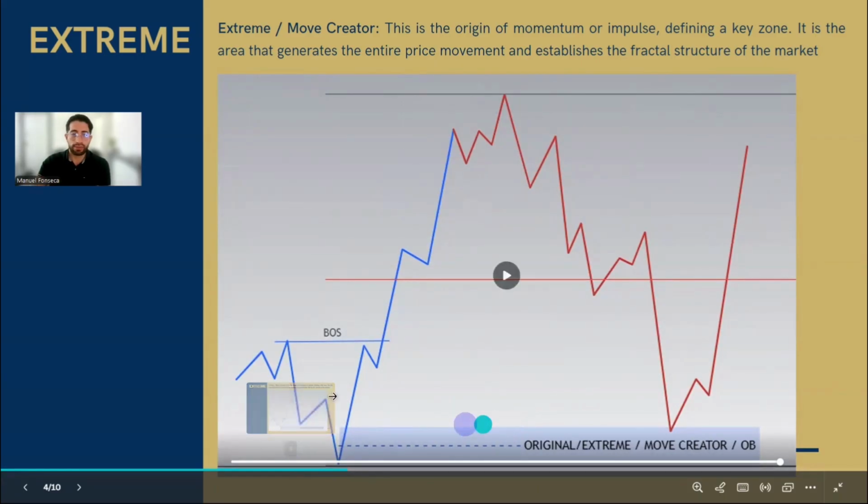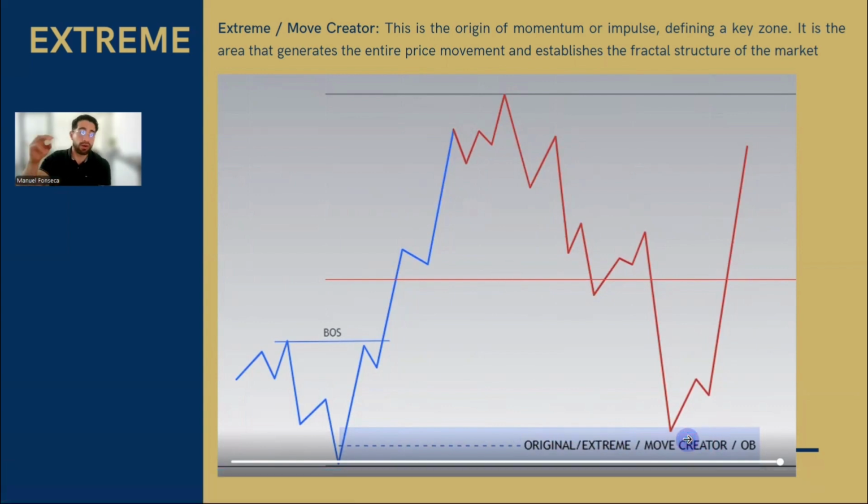But after this, we have the second confluence, which is an order block. And it's not an ordinary order block. It's the extreme, the original, the move creator. And also, we have a third confirmation, which is that it's in a discount area. So under these three parameters, we would expect that the price will have a very huge reaction, as in the example we have seen.